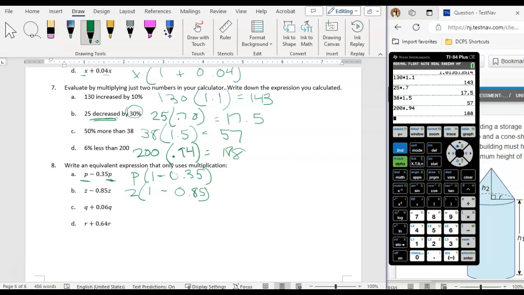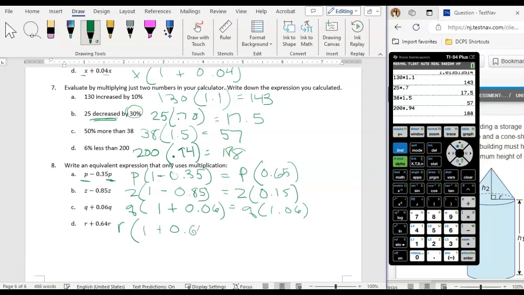Okay? You can rewrite these as P times 0.65 and Z times 0.15. Here we are factoring out Q. What's left is 1 plus 0.06. Or Q times 1.06, you can combine those, R times 1 plus 0.64, and then we can combine to make R times 1.64. All right, that is it for your homework.